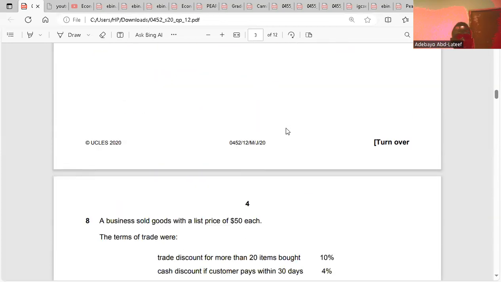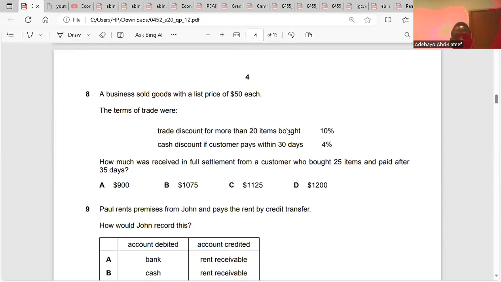Question 8. A business sold goods with a list price of $50 each. The trade discount is 10% for more than 20 items bought. There is a cash discount of 4% if the customer pays within 30 days. So how much was received in full settlement from a customer who bought 25 items and paid after 35 days?